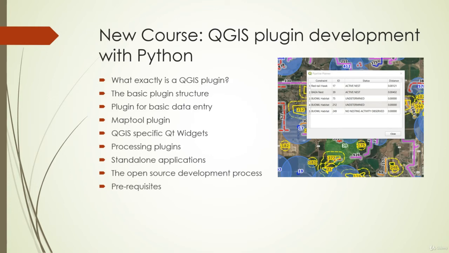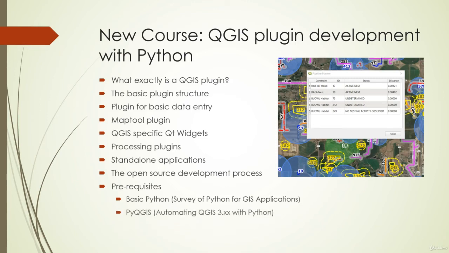It's not for beginners, but I do have other courses that will prepare you with everything that you need for this course. First of all, if you're completely new to Python, I have a course called Survey of Python for GIS Applications, which covers Python data structures, program control, object-oriented programming, and then looks at some of the Python packages available for geospatial programming. Next, I assume that you have some knowledge of PyQGIS, which is a Python API that provides access to the QGIS classes that we need to interact with QGIS. And my course Automating QGIS 3 with Python covers PyQGIS in a lot of detail.